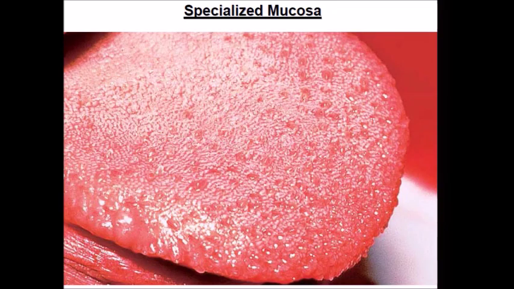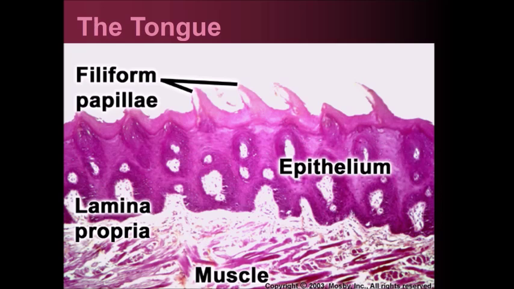Here I have the specialized epithelium on the anterior 2/3 of the tongue. It is covered with papillae, different types of papillae. The dominant one is the filiform papillae, which are keratinized. The epithelium helps in mastication. Here is the shape of the filiform papillae, which cover the dorsum surface of the tongue. These are the filiform papillae.